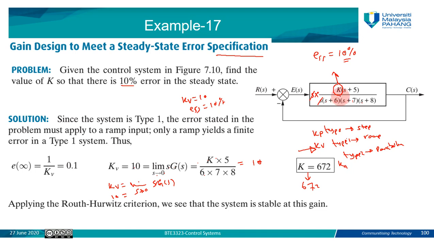So if we substitute the value of K here, I replace this K by 672, and I write the transfer function 672(s+5) over s(s+6)(s+7)(s+8), and I find the closed loop transfer function. Then I go to find the characteristic equation and construct the Routh table. So for sure our system will be stable here at this value of K, which is 672.